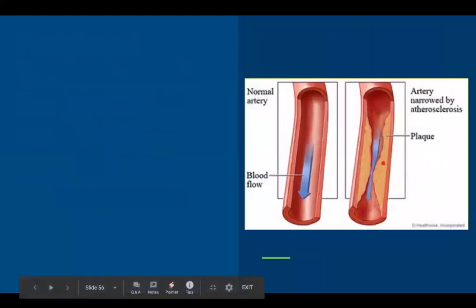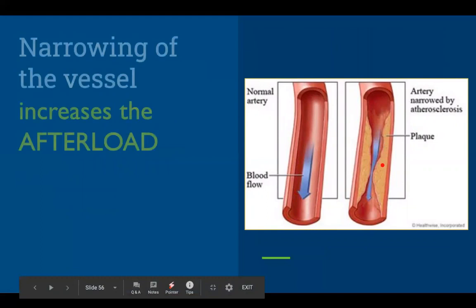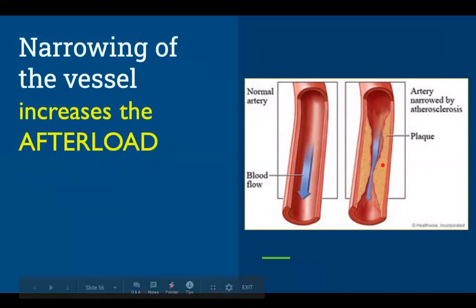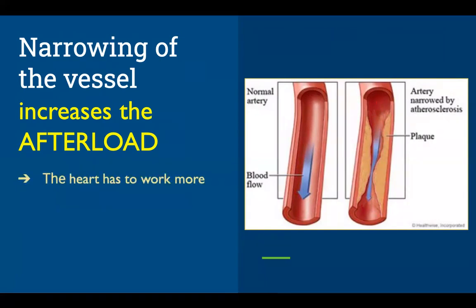So if the vessel radius is lowered, the peripheral resistance is increased, the afterload is increased, there will be damming of blood proximal to this obstruction, and the heart will have to pump more and more. So the blood pressure will increase. The heart has to work more, the blood pressure has to increase.